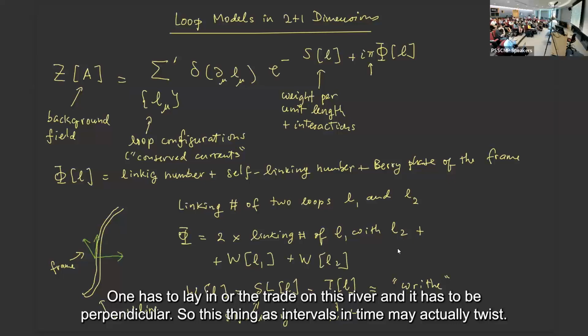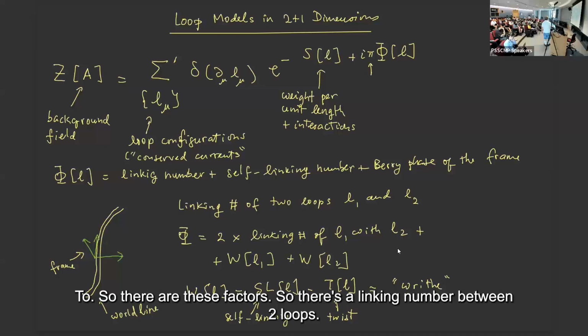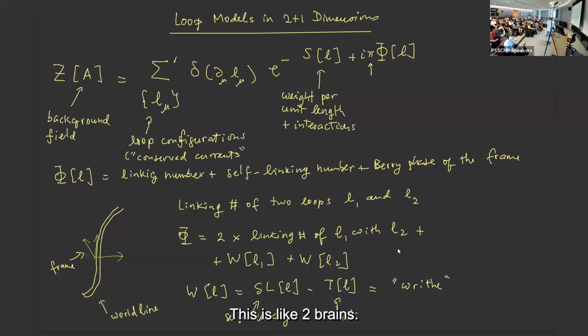So the frame, the winding number, if you wish, how many times this frame winds into itself, is essentially doing what they did to this poor device. Okay? Essentially the same. So there are these factors. So there's a linking number between two loops. We'll come to that in a moment. And this essentially gives you the statistics with a factor of two, because you're taking a particle twice. Essentially, it's like two braids. That's why there's a factor of two.